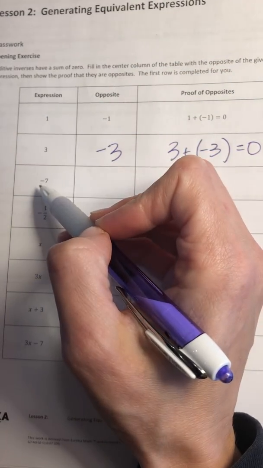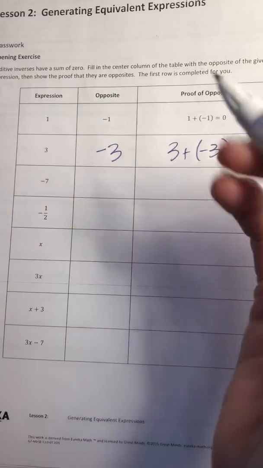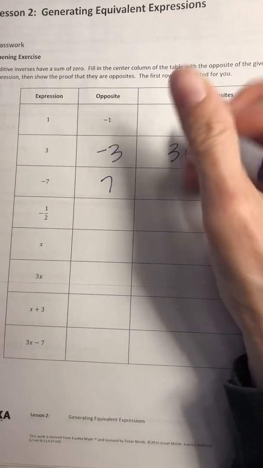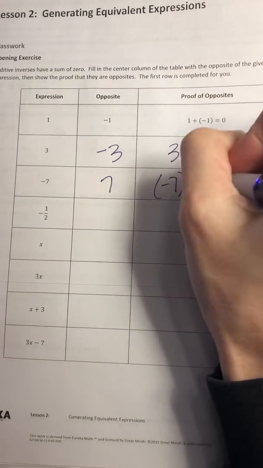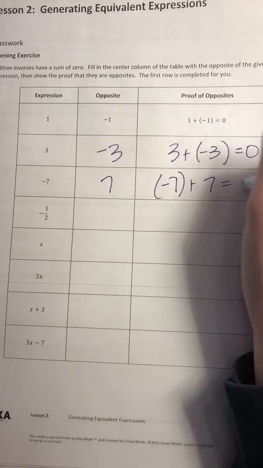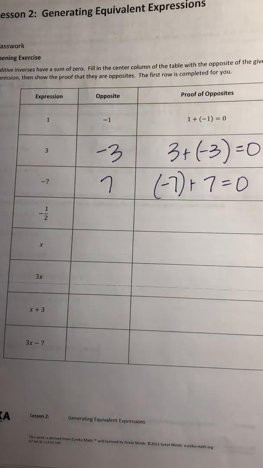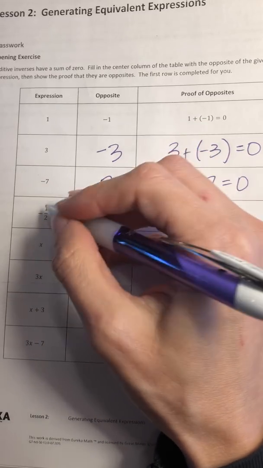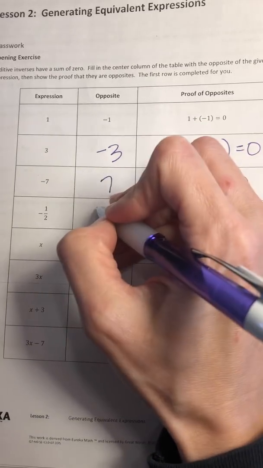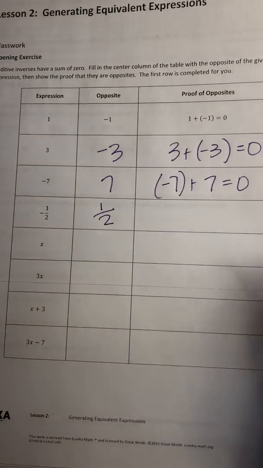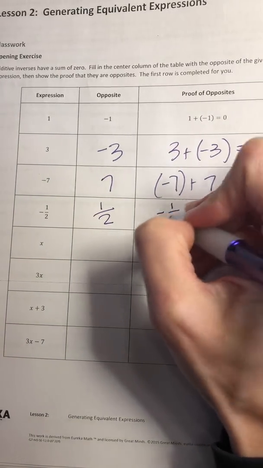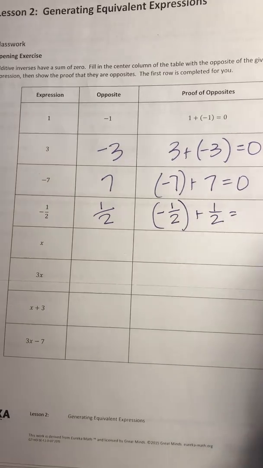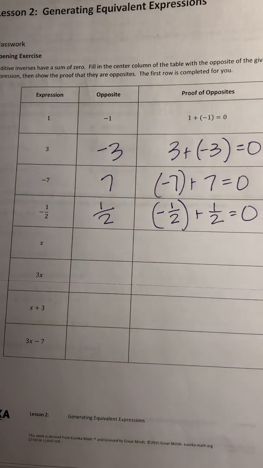But what if we have a -7? What is the opposite of -7? +7. To prove that they are opposites, if we put a -7 and a +7 together, we'll get 0. Can we do the same thing with fractions? Absolutely. If we have a -1/2, we would pair it with a +1/2. So to prove they're opposites, -1/2 plus +1/2 would again give us 0.